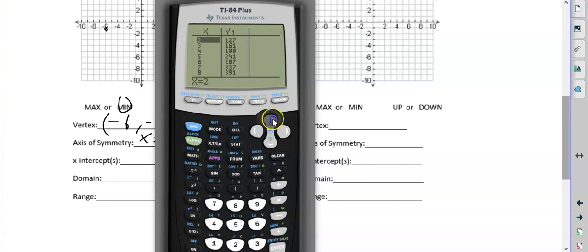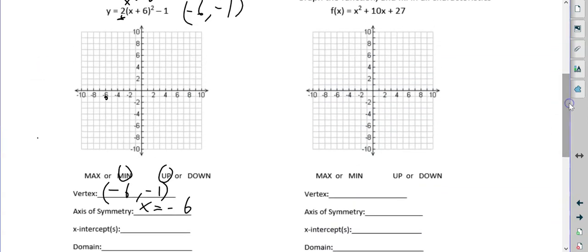Going to look here for some points. Obviously, we need to go to the negative side of the equation to get something that we can do. There we go. 7 will work. So negative 8, 7, and negative 4, 7. Right there. And right there. And then negative 5, 1, and negative 7, 1. So there are my points.